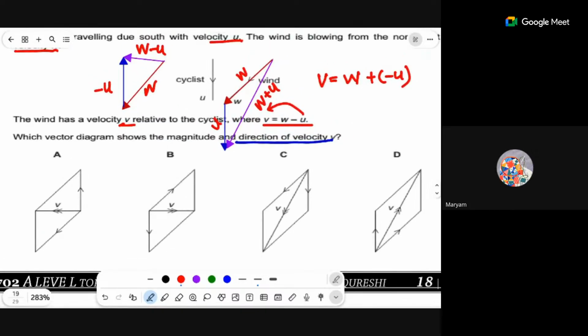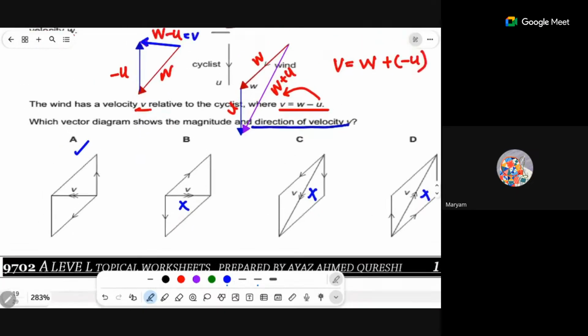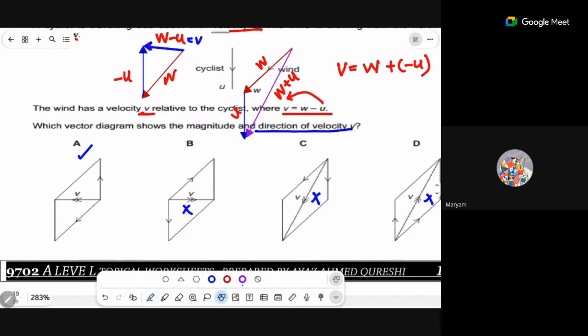A. Okay. So A is the right answer. Why? Let me tell you. This is basically your V. So V is pointing towards the left side somehow. So this is pointing right. This is pointing down left, this is pointing right up. So this is the only possible solution, but I can explain this to you in more detail.